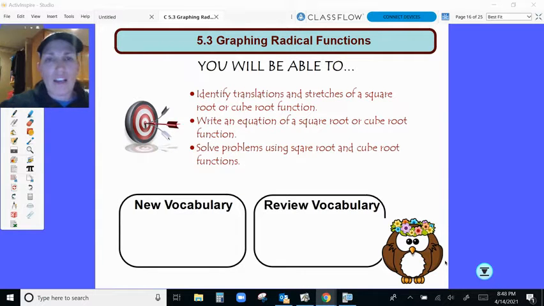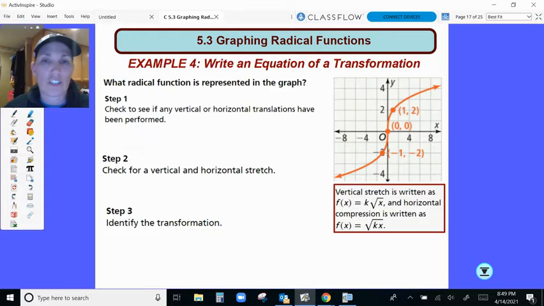Hello everybody, welcome back, and we're going to wrap up 5.3 today. We're going to identify translations and stretches given the graph of a cube root function or square root function, and then we're going to write an equation for that function. And then we're also going to solve some problems using those square root and cube root functions.